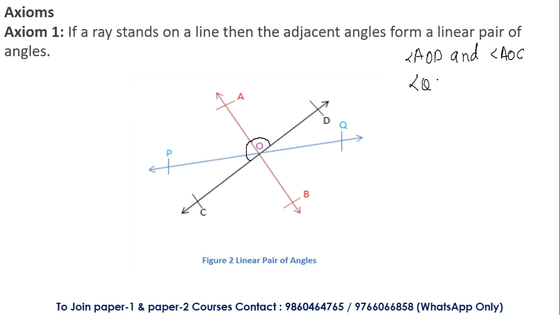Similarly, angle QOD and angle POD. Look here now, angle QOD, this one. I'll make sure to use different colors. Angle QOD means this one, and angle POD means this one, right? These are the linear pairs. So this was one particular part that I wanted to explain about the linear pairs of angles.